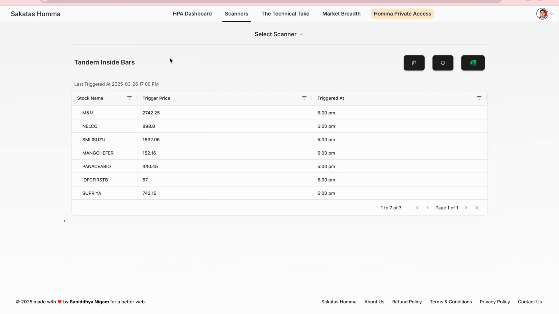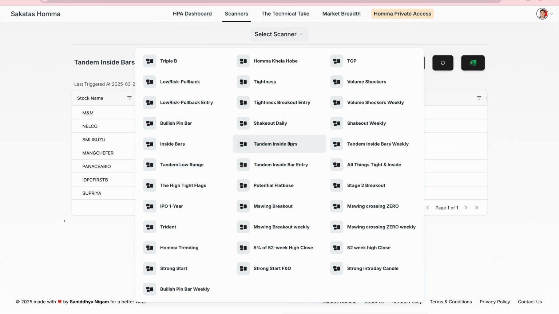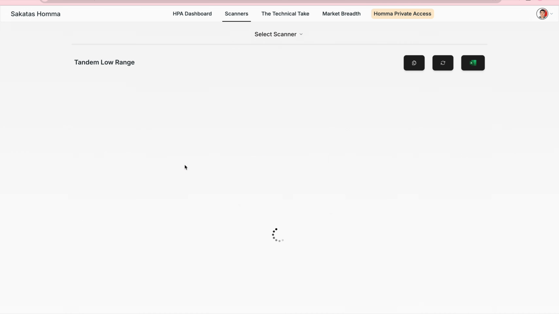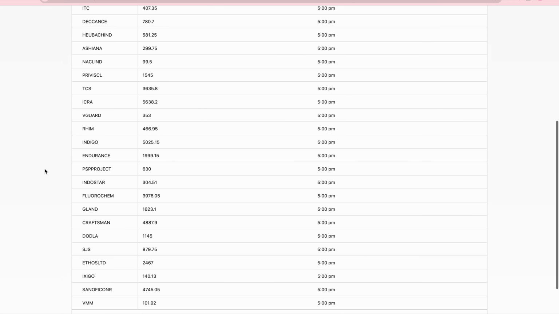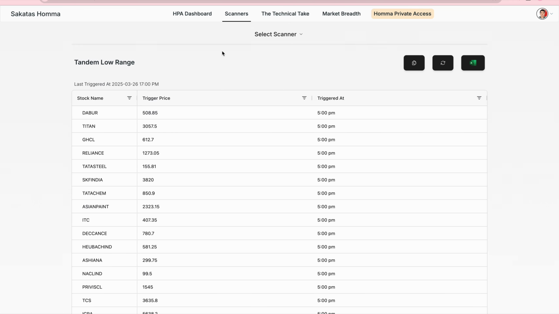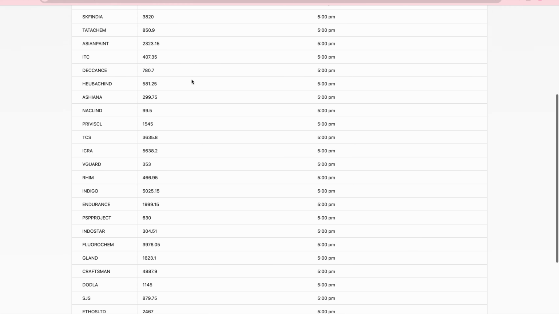What I'm going to do today is talk to you about something very close to tandem inside bars, called tandem low range. Today is also a good day to discuss this scanner, partially because the market condition also looks like this double two-candlestick pattern, very similar to the tandem IB, which is also a two-candlestick pattern. The market is also forming something like that, and that's why it's good to have run this yesterday.